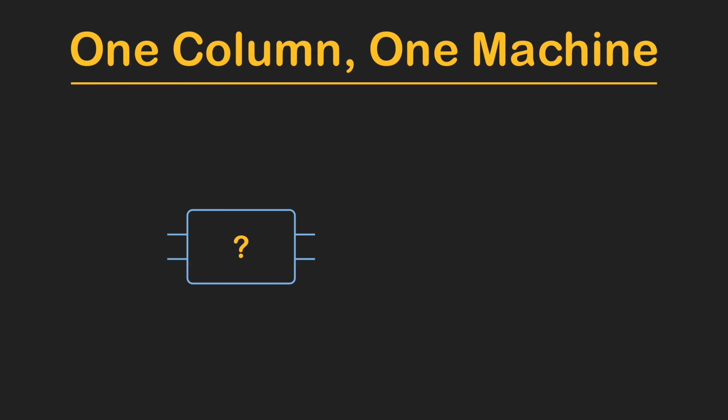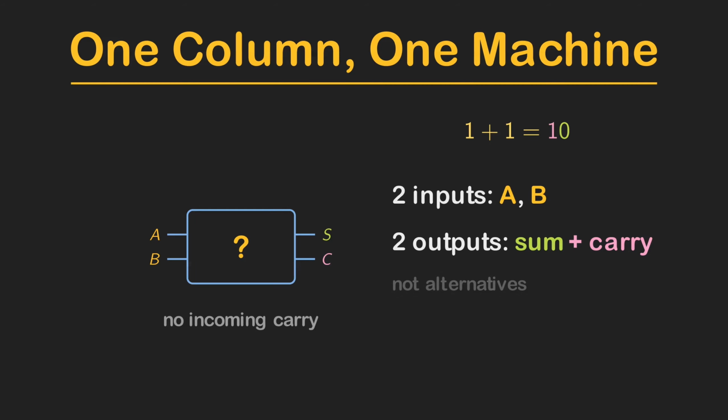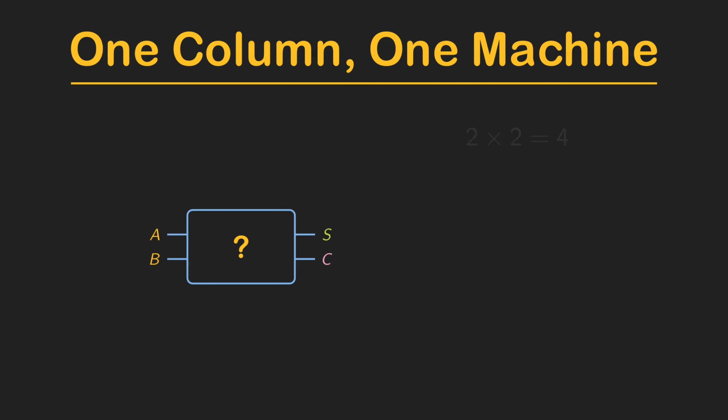It receives only 2 bits. Call them A and B, and no incoming carry. What must it produce? Remember, 1 plus 1 is 1, 0. The answer needs 2 bits, so the specification is 2 inputs, A and B, and 2 simultaneous outputs, a sum bit and a carry bit. Both outputs at the same time, every time. They're not alternatives. 2 inputs means 4 possible cases. 4 cases, 2 outputs each. That's a truth table. Let's build it in our heads.